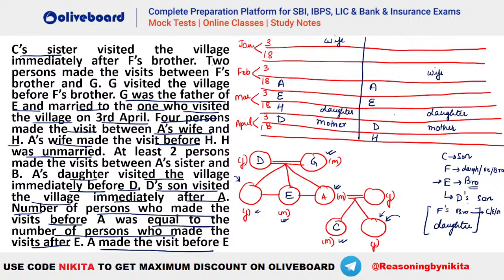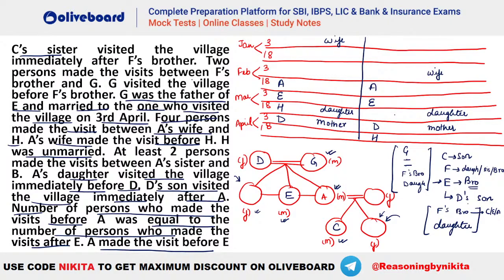Now we had this information: two persons are visiting between F's brother and G, and G has to be before F's brother, right? So you can see that G is there, then we have a gap of 2, and then we have F's brother here, and then we have the daughter here. This should be the relation that we should be having, because there are two persons between G and F's brother such that G is before F's brother. Okay? Chalo. So let's try where we should have G in the first case.